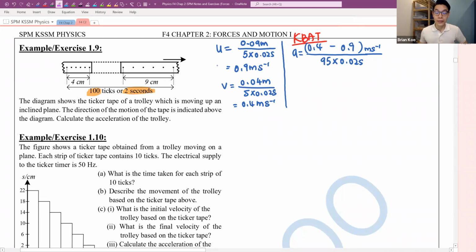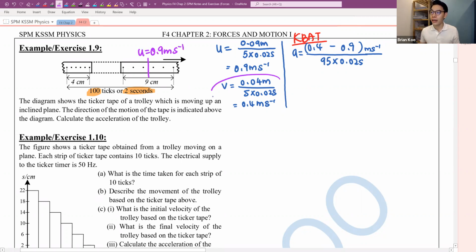Your 0.9 meters per second for your U is not here, it's in the middle. How come? Because the gap actually keeps getting smaller and smaller. As you go further and further back, the gap keeps getting smaller. So when you find out the 0.9 meters per second, you are not looking for the velocity right here. You're looking for the average velocity in the middle. So U is here.